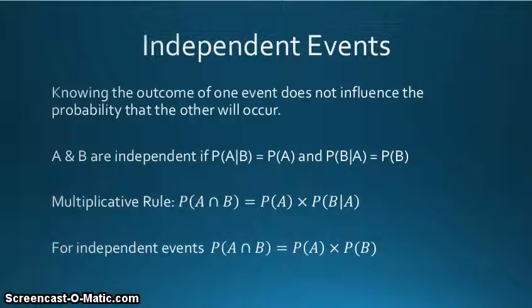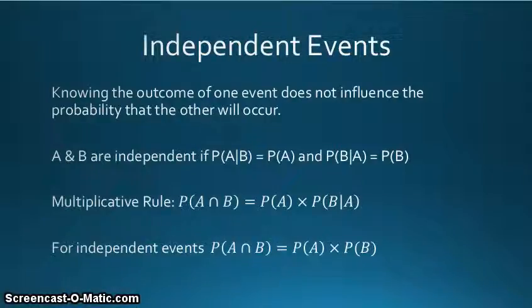Two events are called independent if knowing the outcome of one event does not influence the probability that the other event will occur. So A and B are independent. This means if the probability of A given that B happens is the same as the probability that A would happen anyway, knowing that B happened doesn't change anything. And the probability of B given A is equal to the probability of B, because knowing that A happens doesn't change the probability of B.